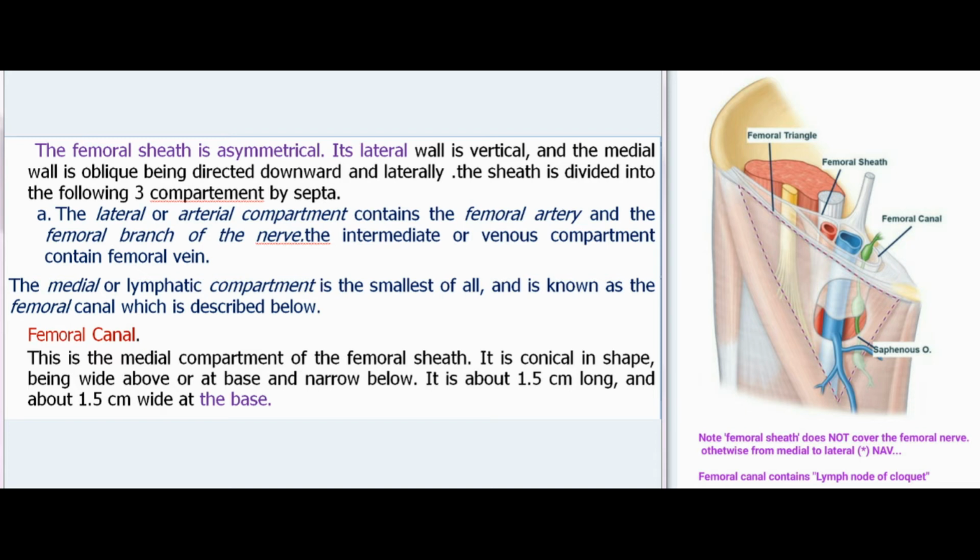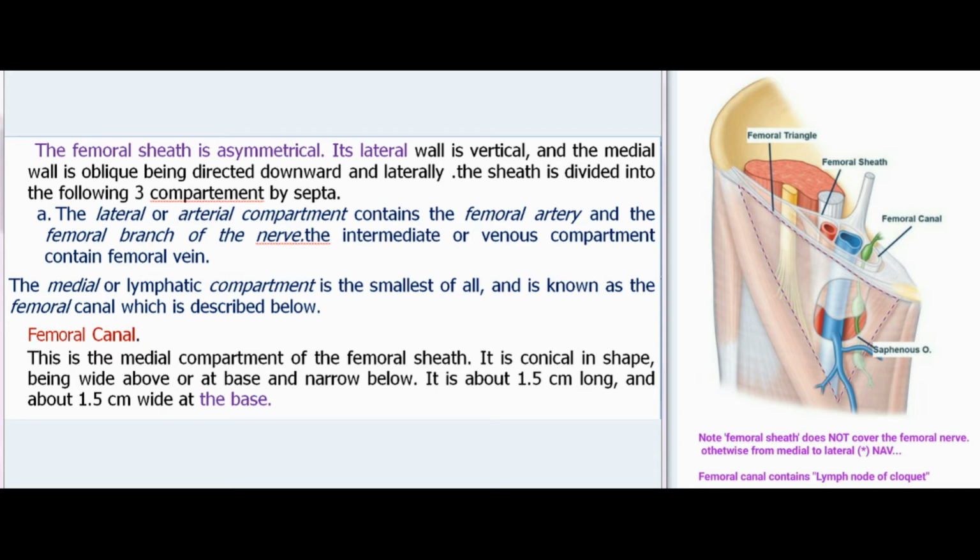The sheath is divided into the following 3 compartments. The lateral or arterial compartment contains the femoral artery and the femoral branch of the genitofemoral nerve. The intermediate or venous compartment contains the femoral vein. The medial or lymphatic compartment is the smallest of all, and is known as the femoral canal, which is described below. Femoral canal. This is the medial compartment of the femoral sheath.